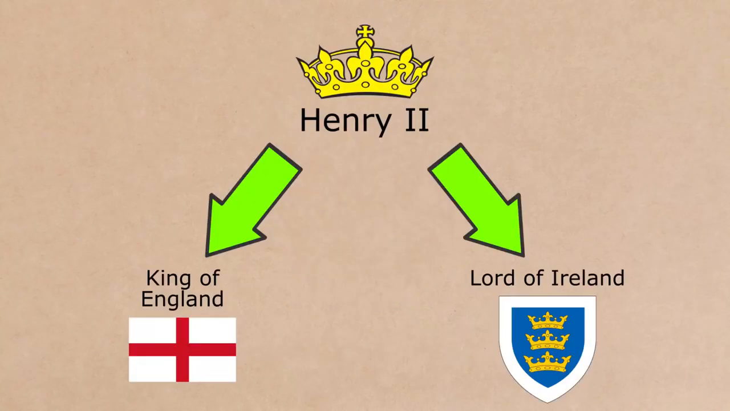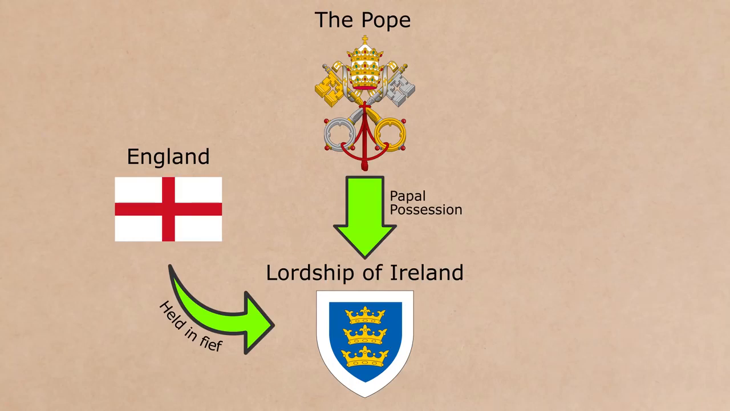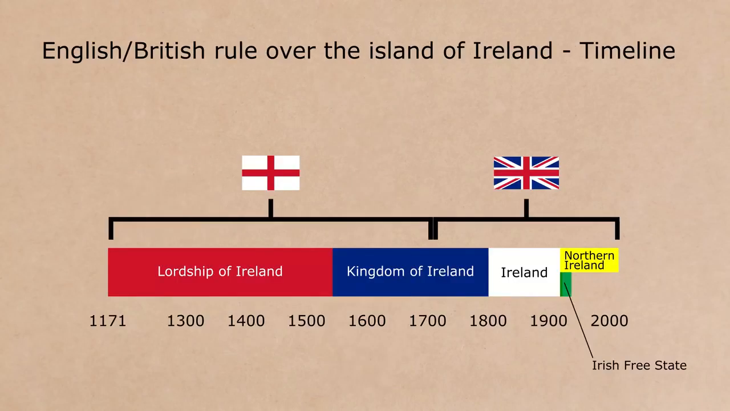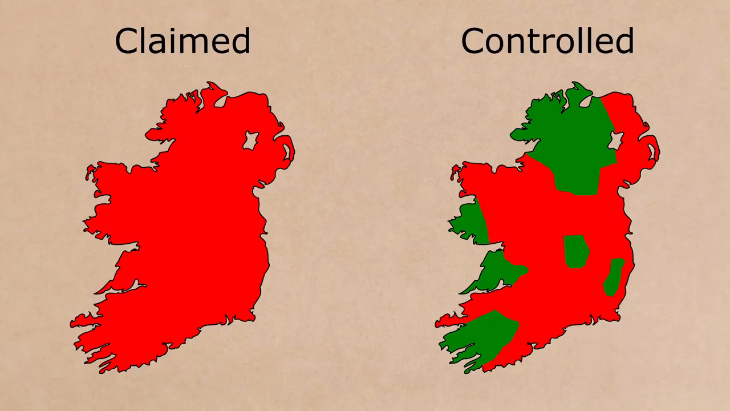The Lordship of Ireland was a papal possession held by the King of England. This was the beginning of what would become centuries of English and later British rule over the island of Ireland. Officially, the Lordship of Ireland ruled over the entire island, but in reality control was much less than this, and over the years English control of Ireland receded over time.